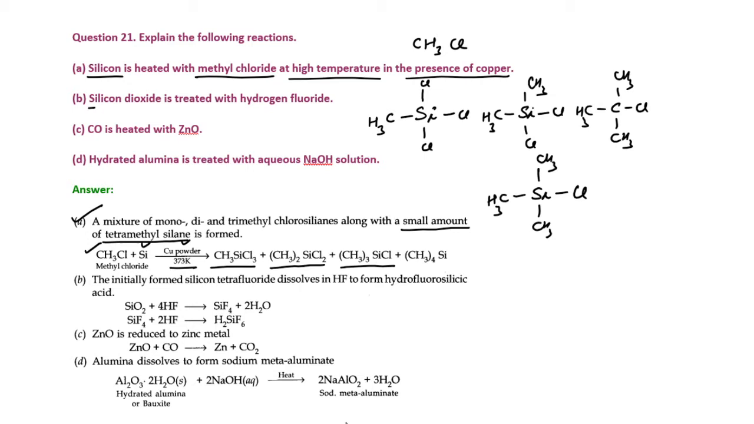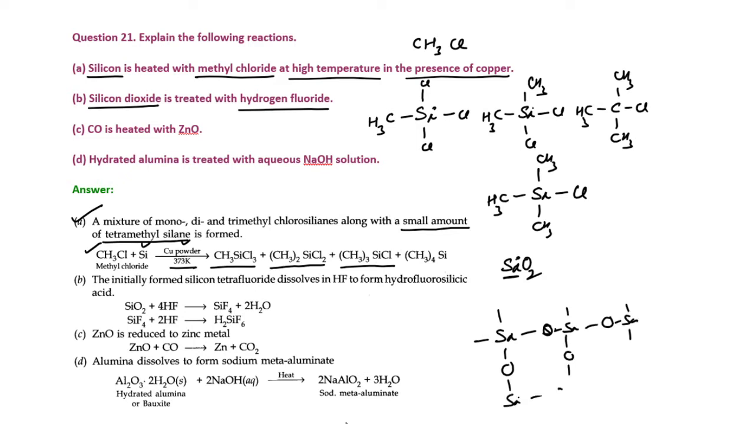Next, silicon dioxide is treated with HF. Obviously, silicon and it is dioxide. That means silicon is tetravalent, with 2 oxygen, meaning each oxygen forms a double bond, right? And SiO2 is a network of bonds like this. Am I right? There is a network of bonds.